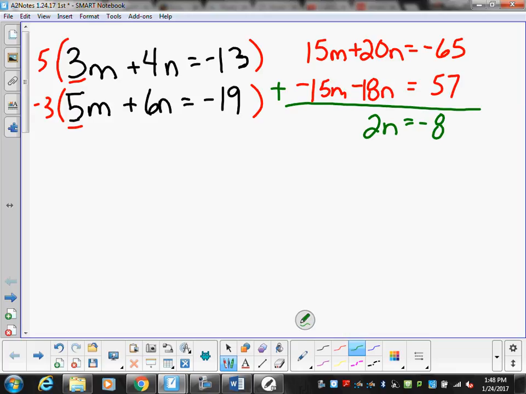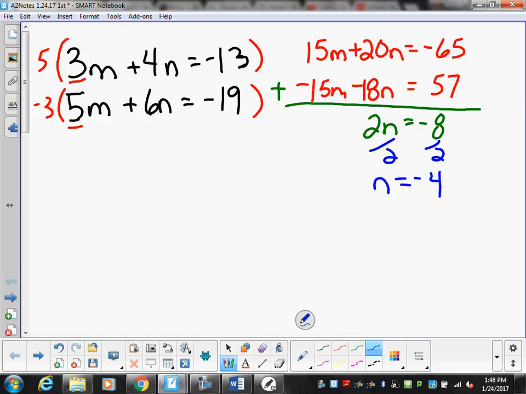Alright. So divide both sides by 2 to get the n by itself. So n equals negative 4. I told you I was going to solve. No, you said you wanted to eliminate. I told you you wanted to eliminate. Oh. So that's what I did. Sorry. Okay, now we are going to solve for m.